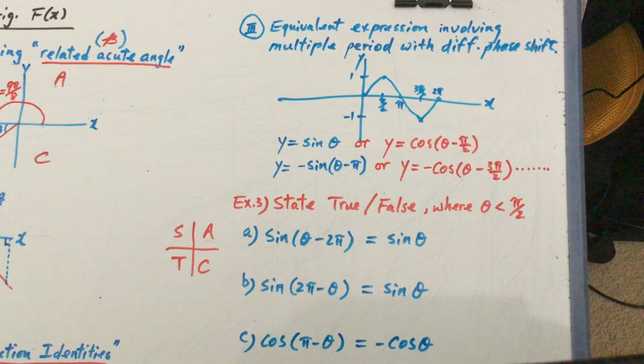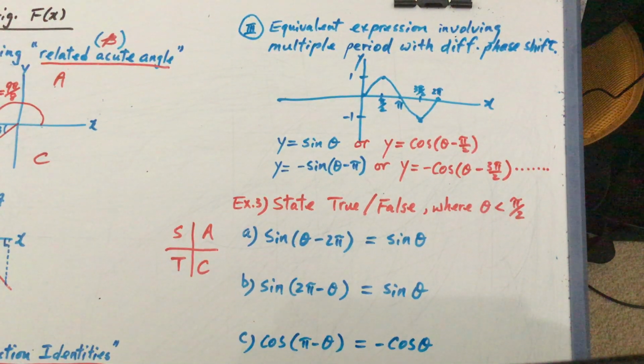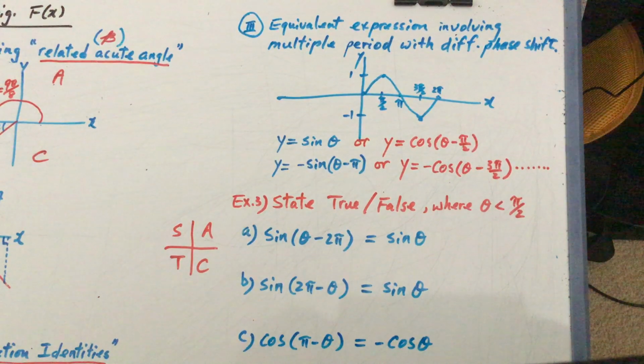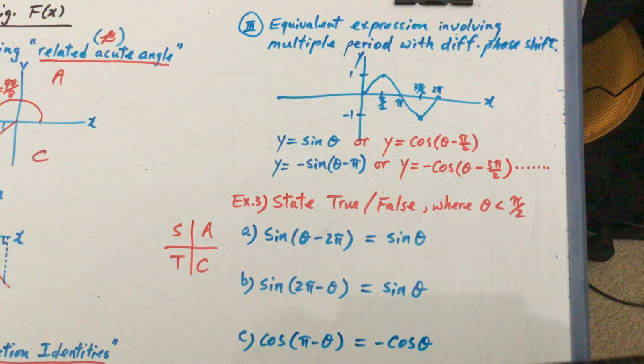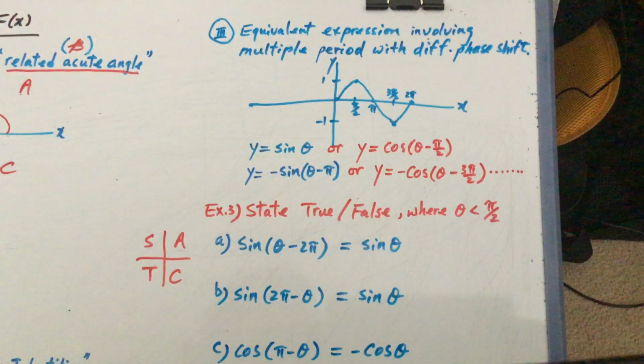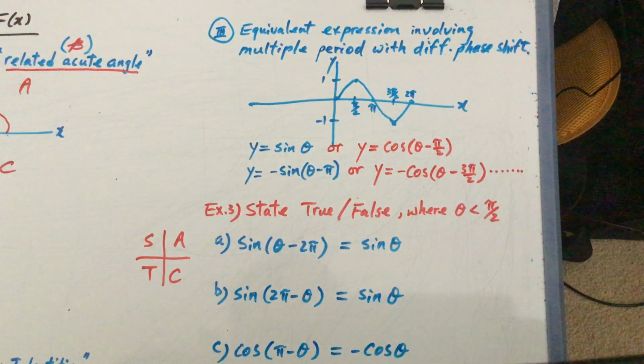Hello everyone. I just want to continue with my previous video on the equivalent trig functions, and I'm going to show you another type of equivalent expressions involving multiple periods with a different phase shift. We have gone through the equivalent expressions using the related acute angle, and the second type is the cofunction identities.